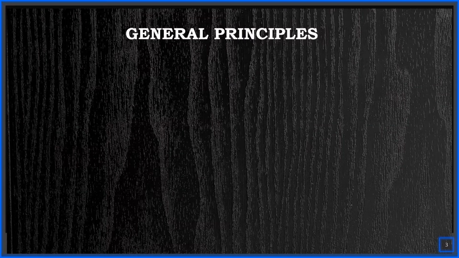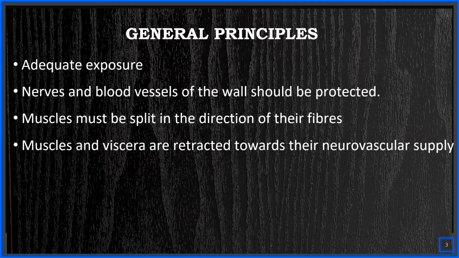So coming to the general principles. While you place the surgical incisions on the anterior abdominal wall, there should be adequate exposure. You have to think about all the organs that have to be exposed, and the incision has to be placed accordingly. Then the nerves and blood vessels of the anterior abdominal wall should be protected. Then the muscles must be split in the direction of the fibers, in order to promote healing with minimal scar formation. That is why the muscles are split in the direction of their fibers.